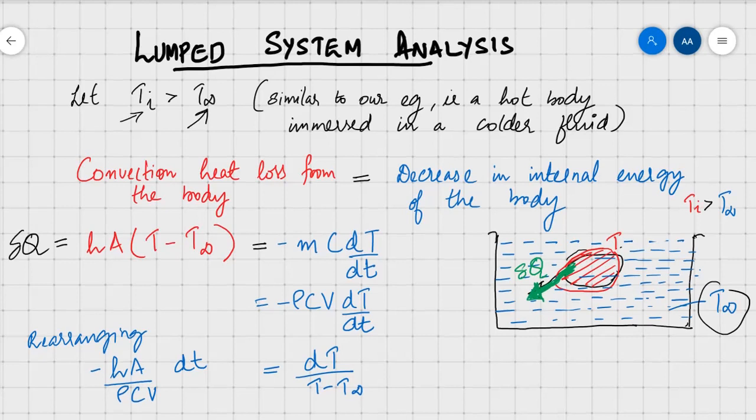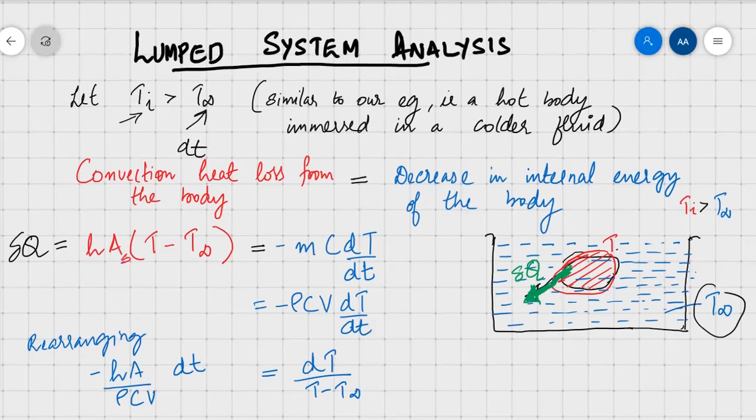So at any instant of time, the hot body would be losing heat to the surrounding fluid through convection. For a very small incremental time dt, the decrease in internal energy of the body shall be equal to the convective heat loss from the body. Using the nomenclature that we described before, convective heat loss from the body may be expressed as hA times (T minus T infinity). h is the heat transfer coefficient between the body and the fluid. A is the surface area of the body. T is the temperature of the body at this particular instant of time. T infinity is the temperature of the surrounding fluid.